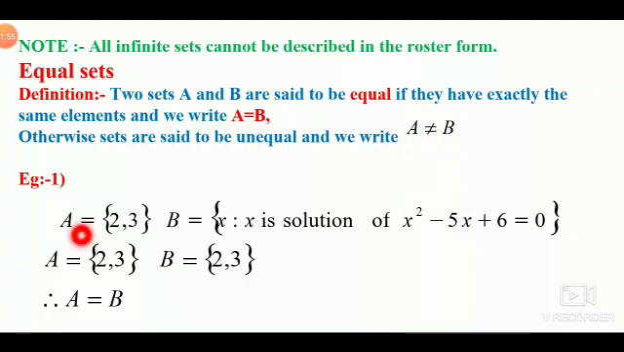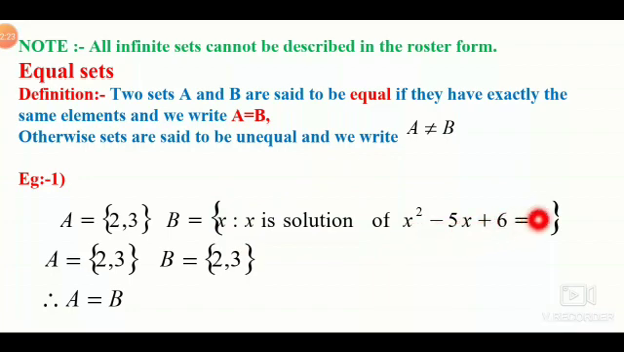For example, A is equal to a set containing two elements 2, 3. This type of form is called a roster form. There is one more set B which is equal to a set containing x such that x is a solution of x square minus 5x plus 6 is equal to 0. This type of form is called a set builder form.